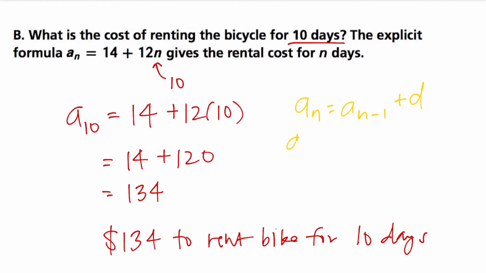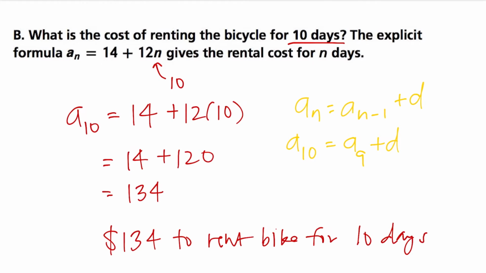If I wanted to find the value of a sub 10, I would have to first find the value of n minus 1, so 10 minus 1, the ninth term, and then add my common difference. So in order to do that, I have to figure out the value of the ninth term. And then to figure that out, I have to figure out the value of the eighth term. So it continues to build on top of itself.